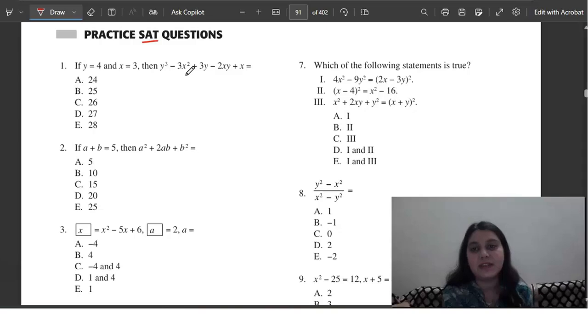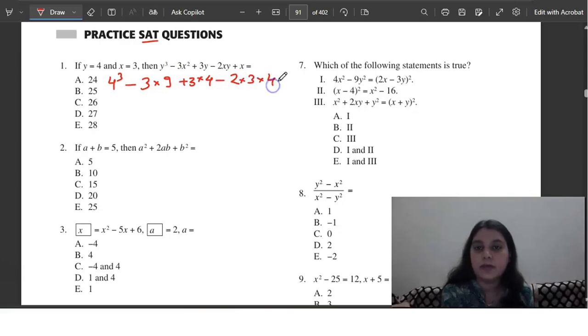Now this is not making any formula: y cube minus 3x square plus 3y. We can't take anything common. It's not a direct formula. So we'll have to plug in values here. y is equal to 4. So this would be 4 cube minus 3 into 3 square, that is 9, plus 3 into y, that is 4, minus 2 into x, 3 into y, 4, plus x, that is equal to 3.